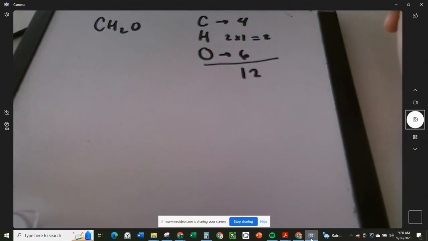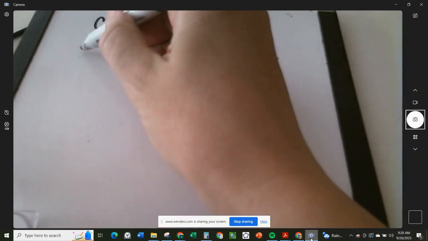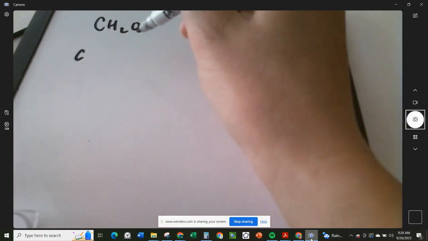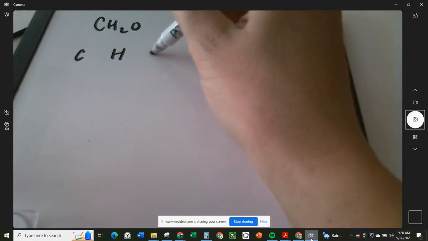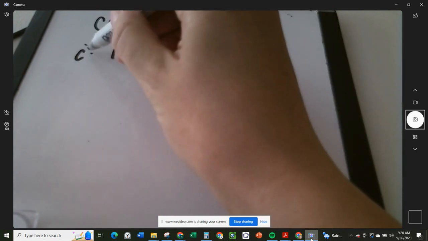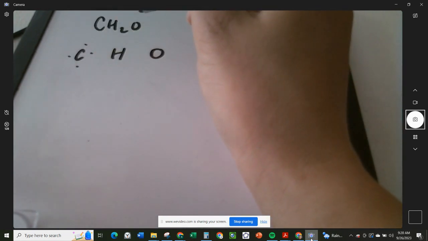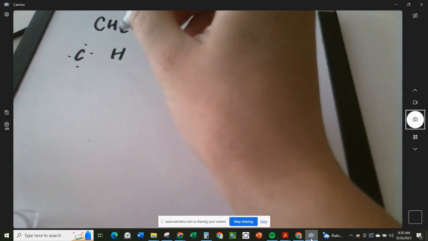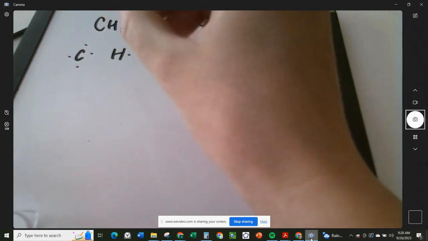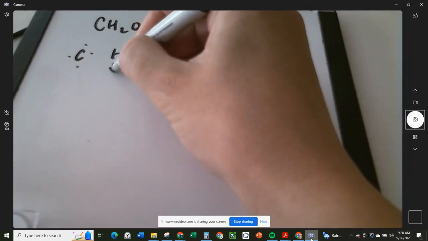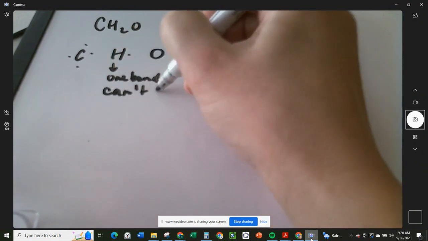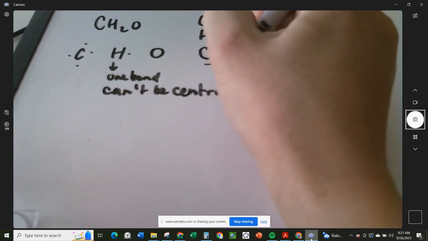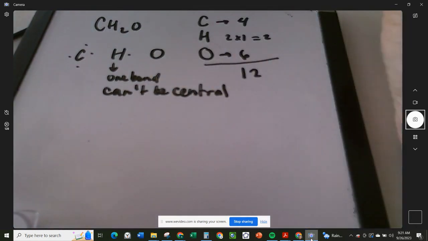So one thing that we can look at is if we draw the valence structure of each of the atoms with the electrons, we can tell how many bonds they're going to form. So carbon has 4 valence electrons if we draw it like this, 1 on each side. This tells us carbon wants to form 4 bonds. Hydrogen only has 1 valence electron, so we can put it here. It only wants to form 1 bond, and it can't be in the middle or central because it can only have 1 bond. You can't put it in the middle.